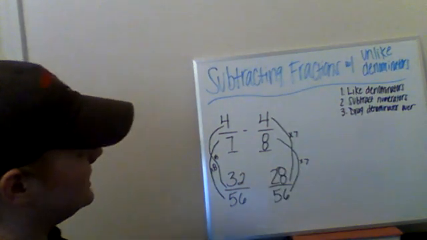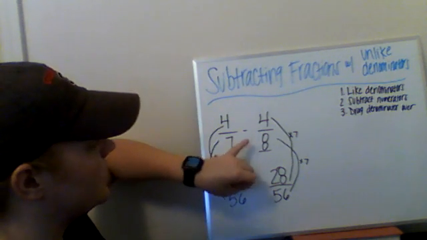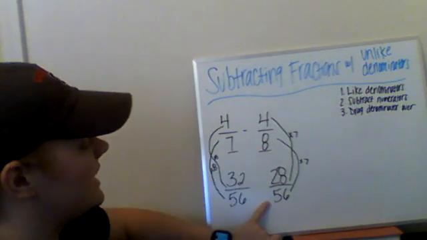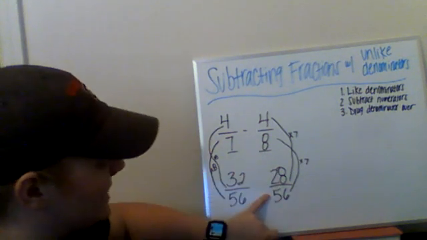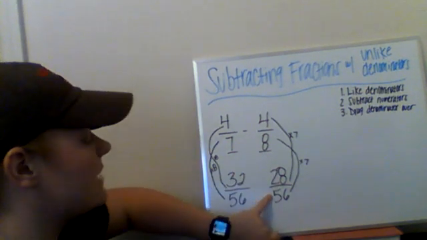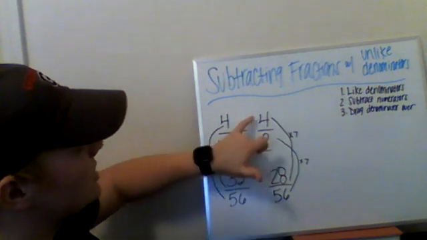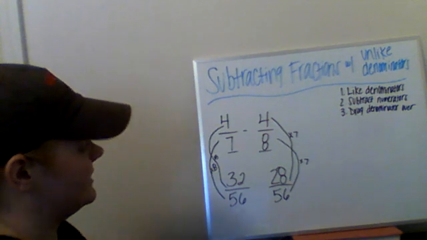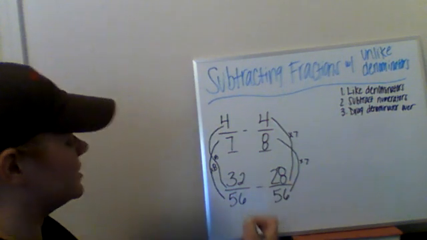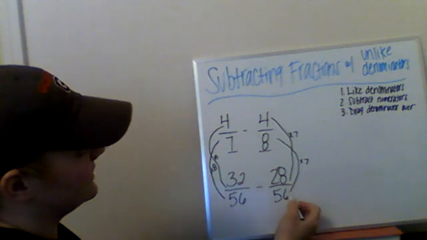Okay? So what I did in this fraction is I started working with a denominator of 8, but then I had to go from having a denominator of 8 to a denominator of 56. And how I did that was I multiplied by 7, and I did that with my numerator. 4 times 7 is 28. So now my new set of fractions that have like denominators is 32/56 and 28/56.